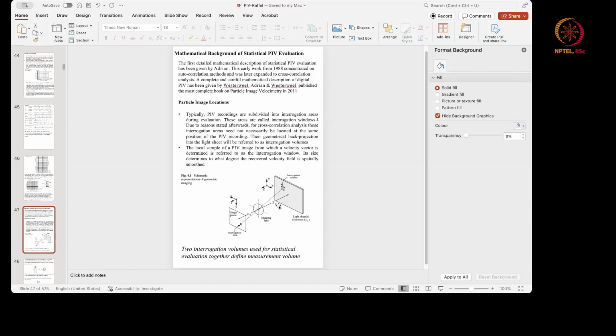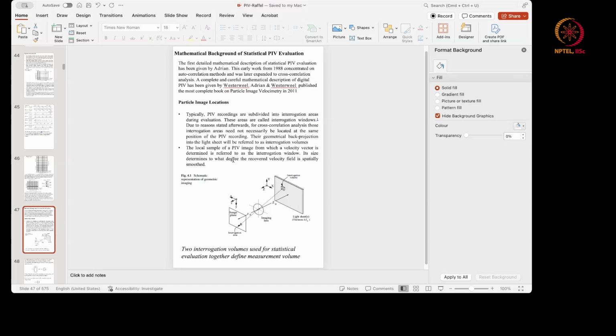The first mathematical description of statistical particle image velocimetry was given by Ron Adrian. In this early work from 1988, he used the autocorrelation method, and later it was expanded to cross correlation, and a careful and complete mathematical description was given by Westerweel. Adrian and Westerweel published the most comprehensive book on particle image velocimetry about 13 years ago. So this is a practical handbook. If you want to know more about particle image velocimetry per se, you have to go through those kinds of books. In the next lecture, we are going to start looking at the particle image locations, and see how those image locations and the interrogation windows can be used to calculate the image intensity and then taken forward for the velocity calculations.